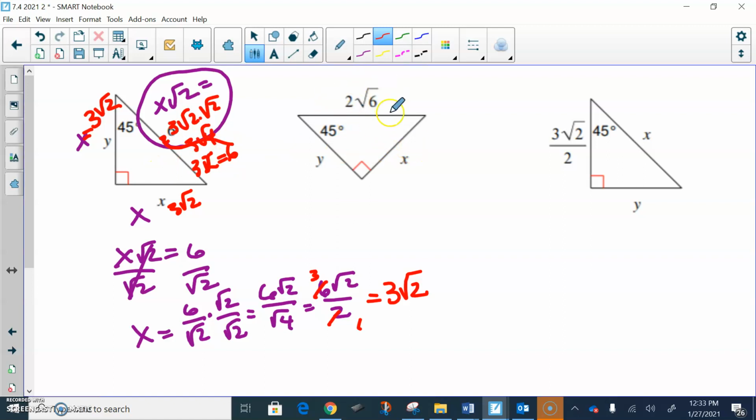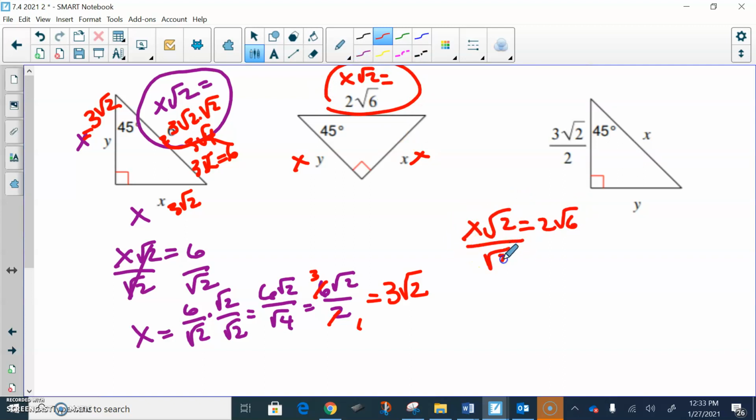All right, what if they put a root 6 where we expect to see a root 2? That's all right, we can handle that. Again, the shortcut is x root 2, and our job is to figure out what the x is. So we're going to say x root 2 equals 2 root 6. Divide each side by root 2 to see what x is. And we're allowed to simplify that. That's why we studied that.